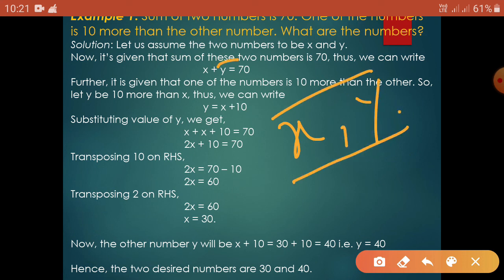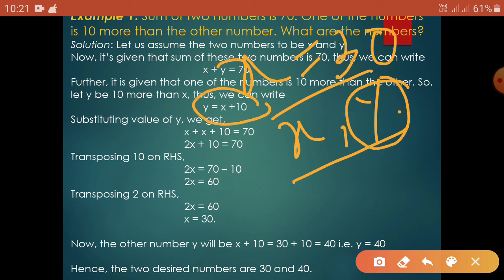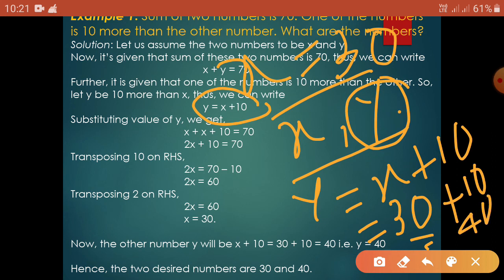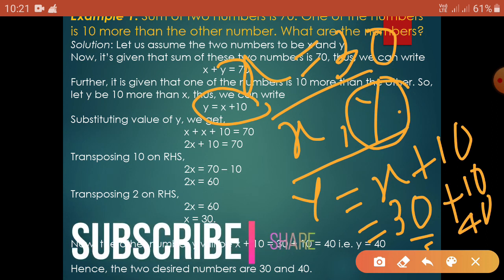One number we took as x and another as y. Already we got x is equal to 30. So what will be the value of y? Here is the equation y equal to x plus 10. So we are getting 30 plus 10, so the value of y will be 40. So the value of x is 30 and the value of y is 40. So y is 10 more than x, because the value of x is 30 and y is 40. I think it is clear.